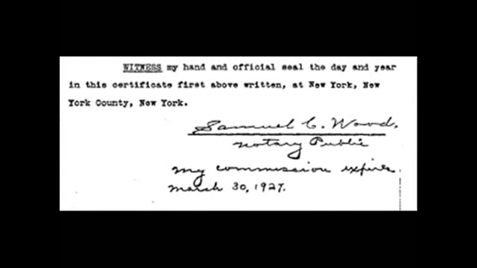1925, personally appeared before me, a notary public, in and for New York County, duly authorized to take acknowledgments, Louis H. Gunther, Samuel B. Howard, and Arthur W. Britton, to me known and known to me to be the persons described in and who executed the foregoing instruments, who each acknowledged to me that he executed the same freely and voluntarily as and for his act and deed for the uses and purposes therein expressed. Witness my hand and official seal the day and year in this certificate first above written at New York, New York County, New York. Samuel G. Wood, Notary Public, my commission expires March 30th, 1927.